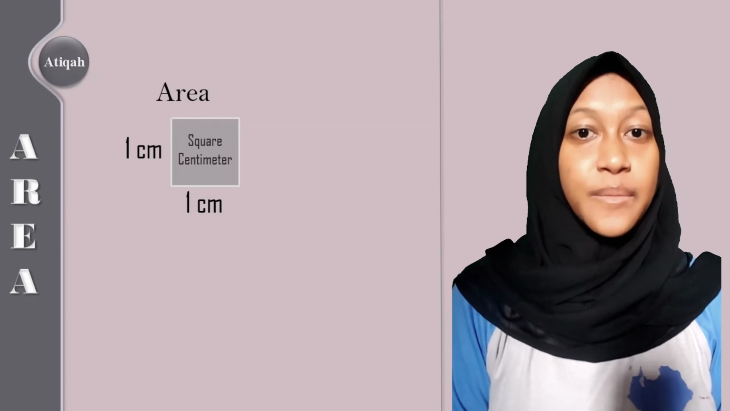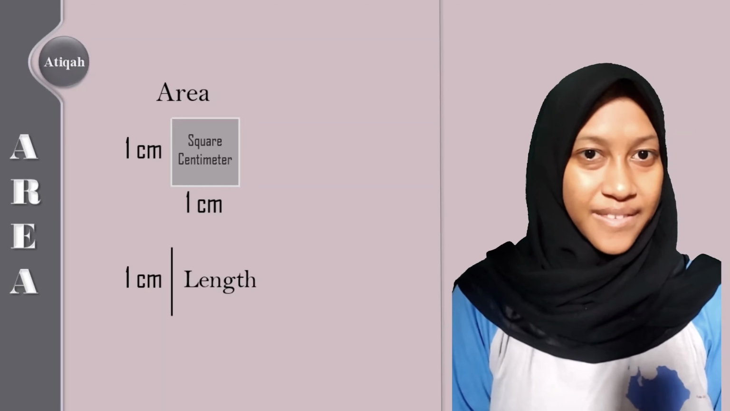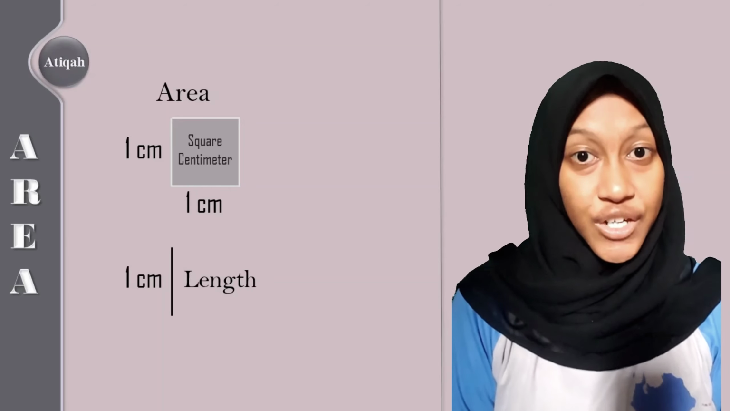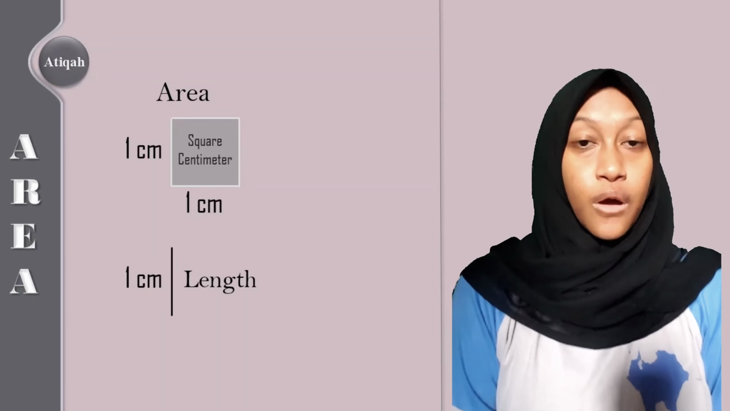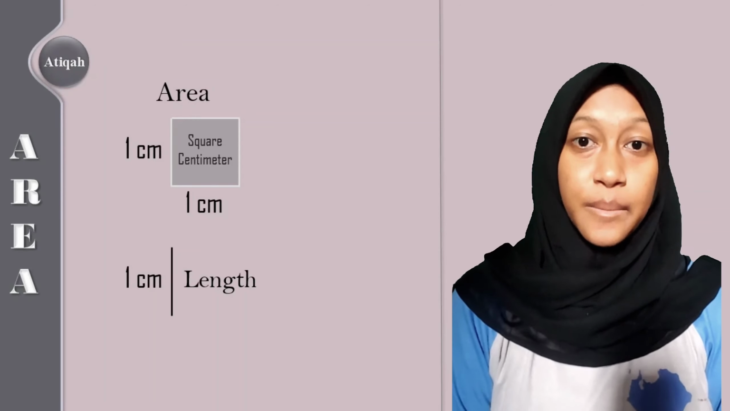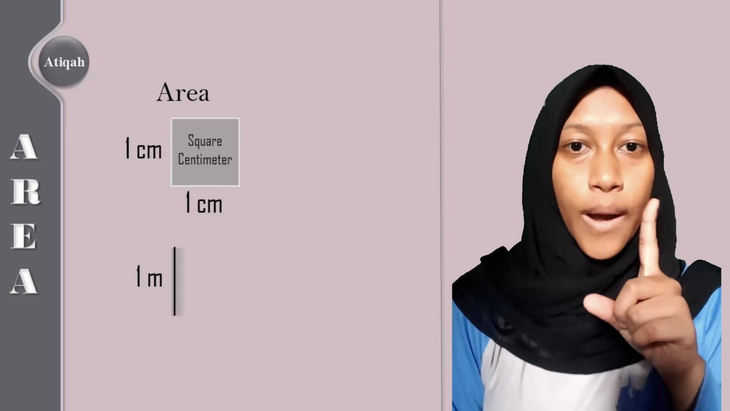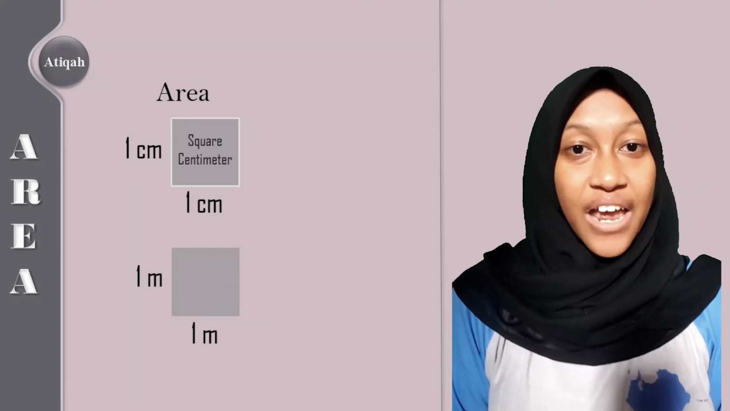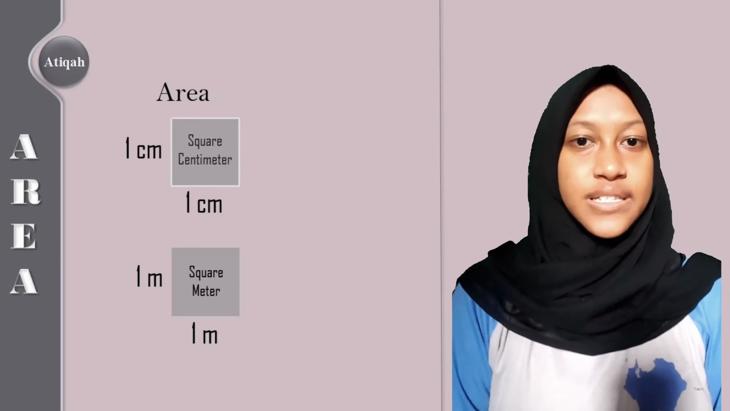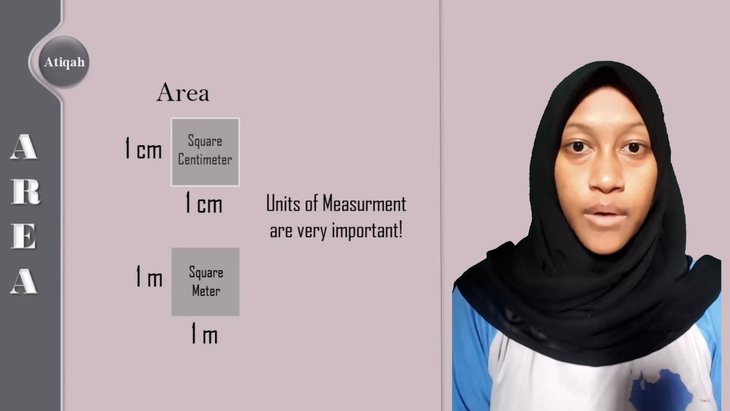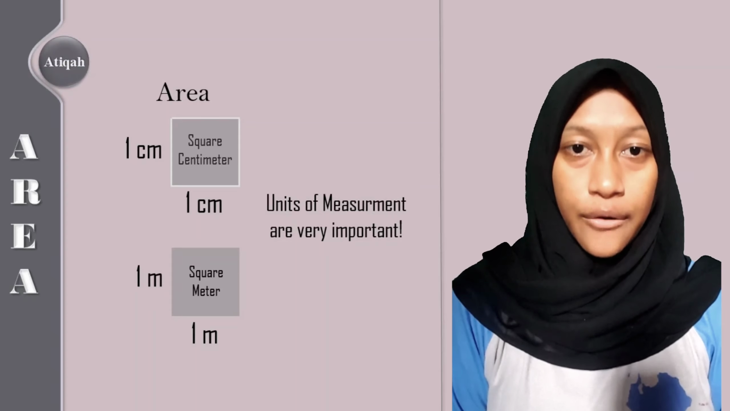Just like a centimeter is the basic unit for measuring length, a square centimeter is the basic unit for measuring area. But there are other units for area too. For example, instead of a centimeter, what if our line had been a meter long and then we moved it 1 meter? The area would be 1 square meter. So just like with perimeter, the units of measurement are very important when we're talking about area.